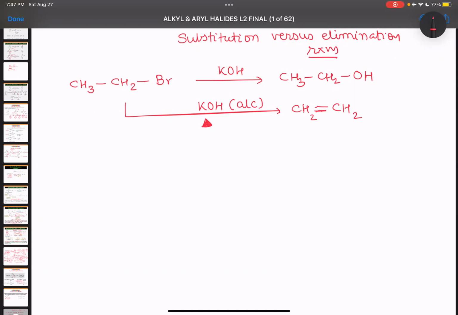But if you have aqueous KOH, that is going to be the substitution reaction. This is a mild condition without heat. If you take a strong base and alcohol, you are going to have elimination on the primary substrate, right? Suppose we can choose this one also, CH2Br.